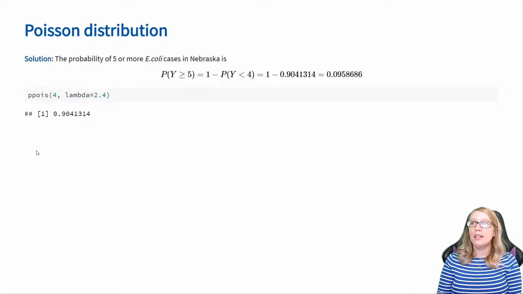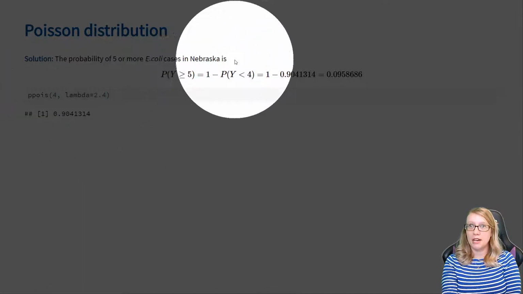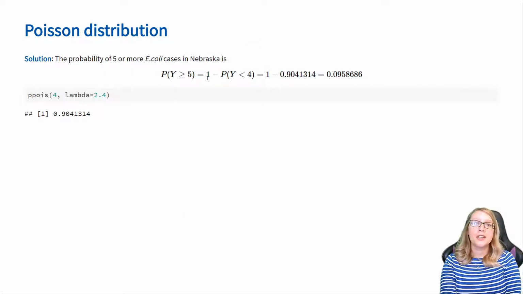So the probability of 5 or more E. coli cases in Nebraska is the probability that y is greater than or equal to 5, which is 1 minus the probability that y is less than 5, because we have a discrete distribution. This should be less than or equal to 4 right here. So then using the ppois function, we get 1 minus 0.9. There's roughly a 9.5% chance of observing 5 or more E. coli cases in Nebraska.